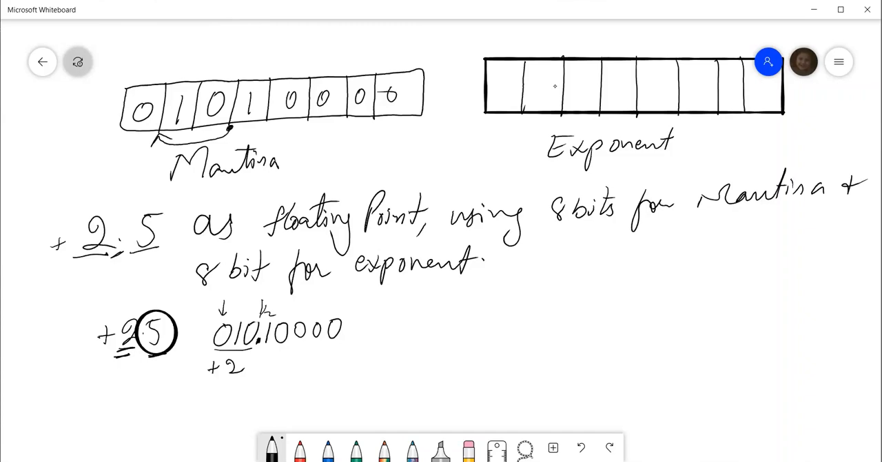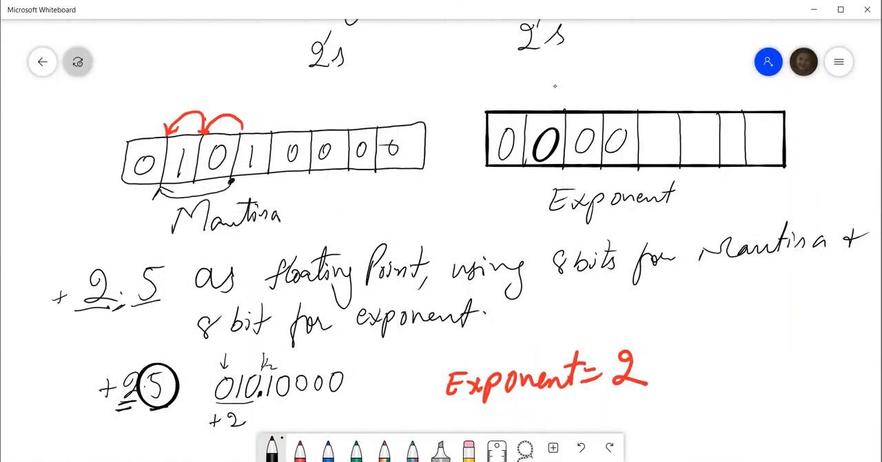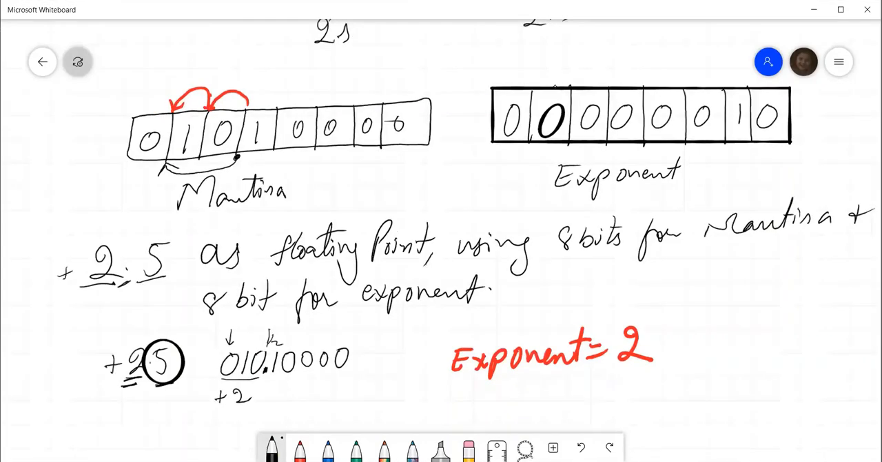So how many decimal places am I moving? I'm moving 1, let me show it from here, 1 over here and 2 over here. So it means my exponent is going to be 2. And how I represent this in my decimal point notation, like this: 0 0 0 0 0 0 1 and 0. This is my complete 2.5 represented as a floating point number in computer.